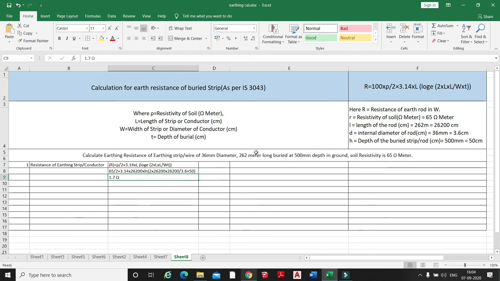For this example, for this condition. So this is the calculation to calculate the earthing resistance of plate and the resistance of buried strip. Thank you.